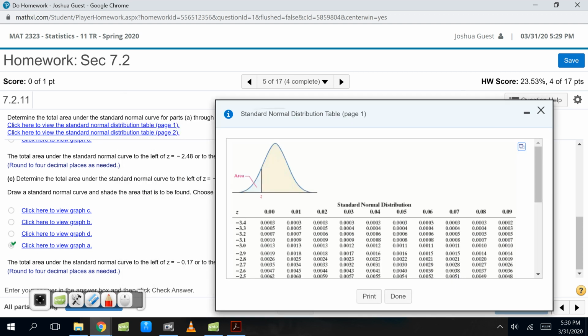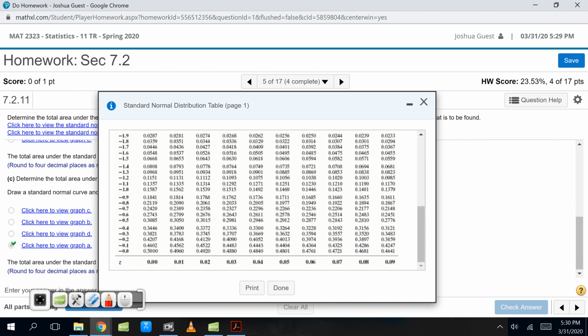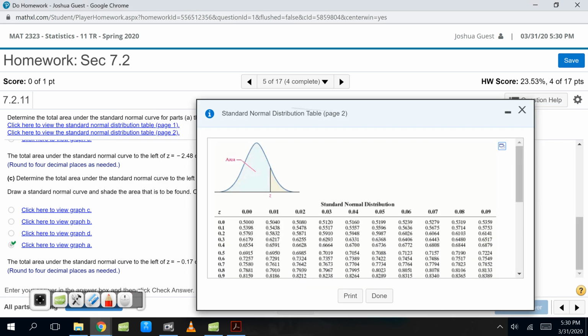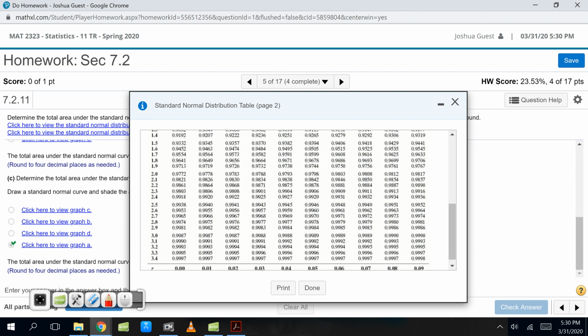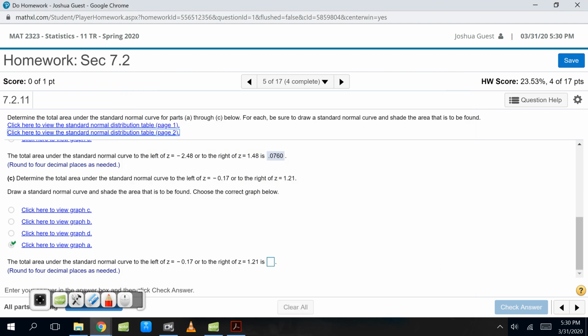This one's negative, and it was negative 0.17. So here we have negative 0.1, and this is the next to bottom row, so it's 987, 4325. So 4325 for that one. I'm going to write it down so I'll try to remember, 4325, okay? And then we need the other one, positive, which was 1.21. 1.2, 01, 8869, okay? 8869.